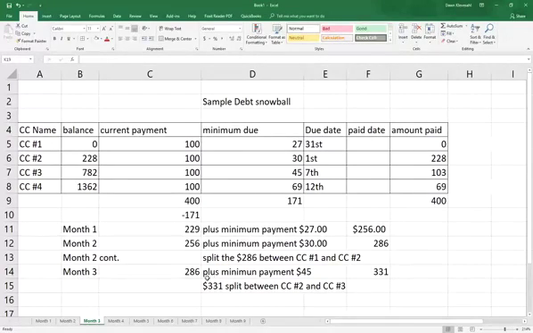So here's month 3. We're going to take the 286 and we're going to add the minimum payment that would be due for credit card number 3. That gives us $331 to split between credit card number 2 and credit card number 3. Let's see that here. So we've got $228 going to credit card number 2 to pay down that balance. We've got $103 now instead of the $45 going to this credit card number 3. Plus, you can see these cards are still going down because we're paying the minimum payments on those cards.